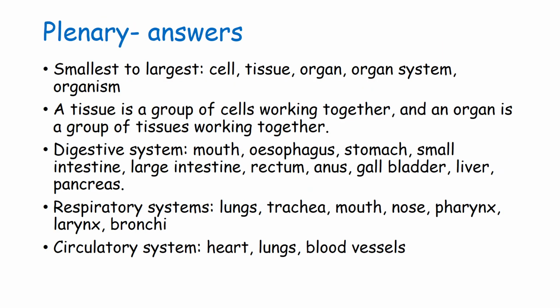Okay, so here are the answers to the questions. From the smallest to the largest, you have a cell, a tissue, organs, organ system and organism. A tissue is a group of cells working together and an organ is a group of tissues working together. Organs found in the digestive system are the mouth, the esophagus, the stomach, small intestine, large intestine, rectum, anus, gallbladder, liver and pancreas. The organs of the respiratory system are the lungs, the trachea, the mouth, the nose, the pharynx, the larynx and the bronchi. And the organs of the circulatory system are the heart, lungs and blood vessels.